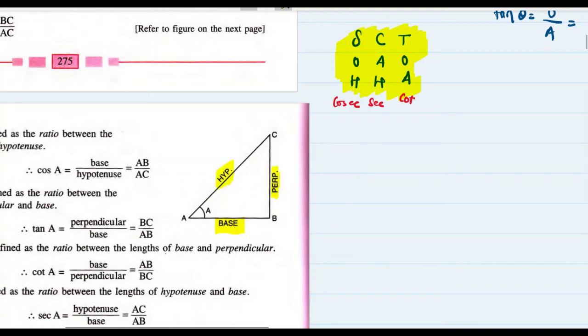The terminology goes like this: sine, cos, tan. SCT will remain as it is.